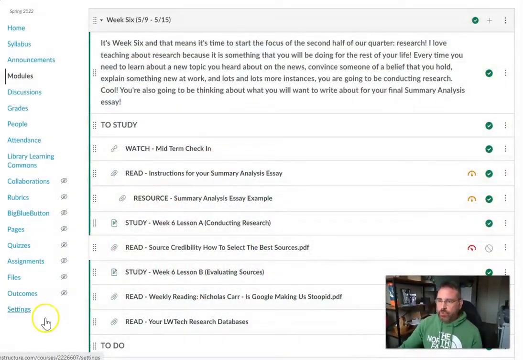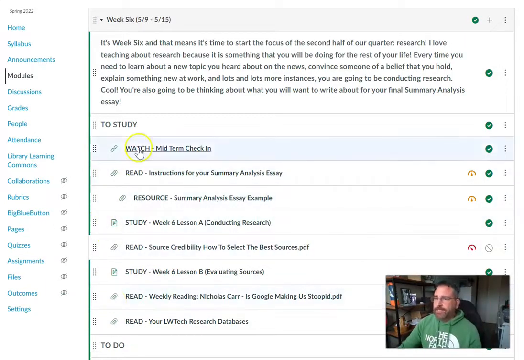So I want to take a look at Canvas with you. Minimizing myself. Hi. So this is week 6. This is what we're in right now. One thing that I just changed that I want to point out. You can see this thing here. These little green buttons are how I hide and show things to you guys. This week, lesson A and B were hidden, so I just showed them. I'm really sorry about that.